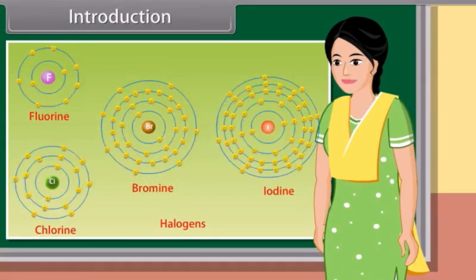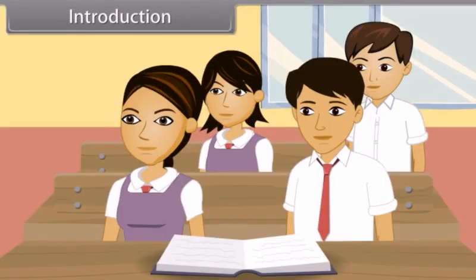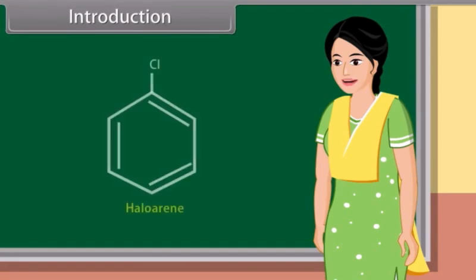So now, can anybody tell me what haloarenes are? Yes, ma'am. Haloarenes are the molecules in which halogen atoms are bonded with carbon atoms that are a part of an aryl ring. Very good, Rohit. In this lesson, we learn more about haloalkanes and haloarenes.